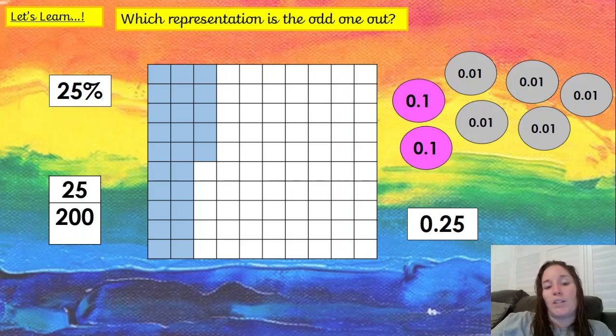Which representation is the odd one out? So we have got our 100 square here, 25%, 25 over 200, 2 tenths and 5 hundredths, and 0.25. Have a quick think. Which one is the odd one out?